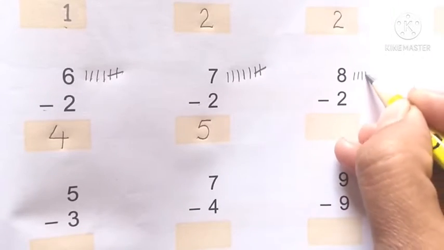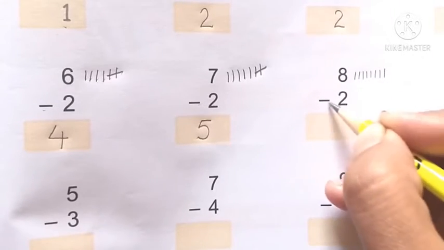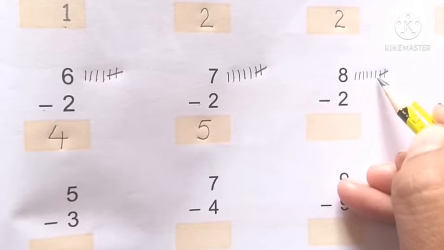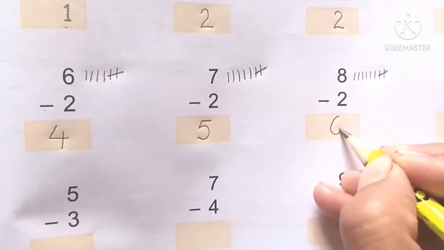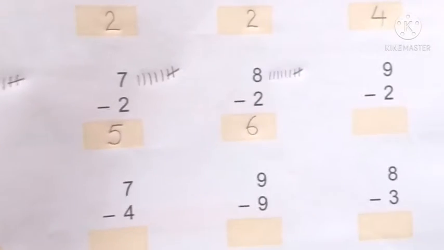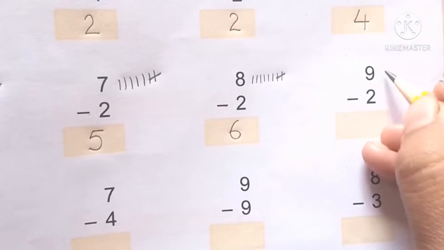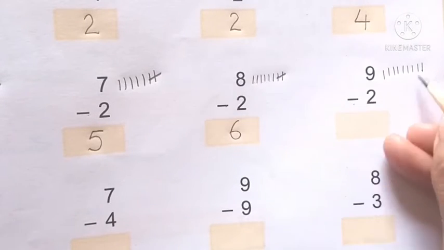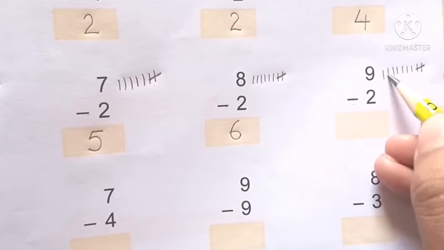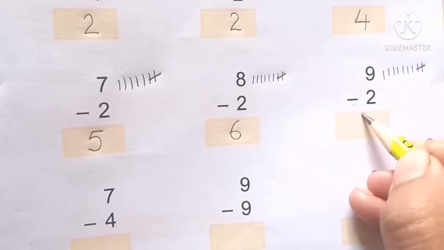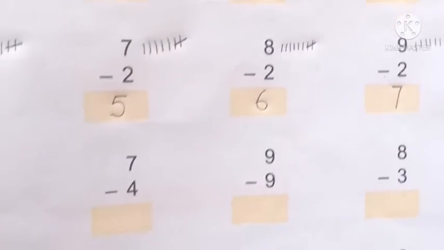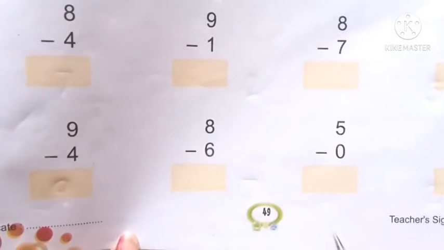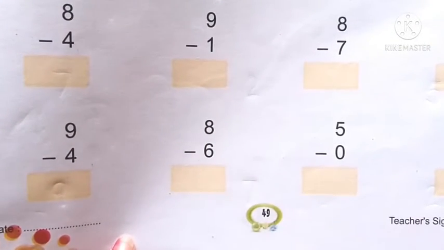8 minus 2. 1, 2, 3, 4, 5, 6, 7, 8. Minus 2. 1, 2, 3, 4, 5, 6. And 9 minus 2. 1, 2, 3, 4, 5, 6, 7, 8, 9. Minus 2. 7 left. Like this, you will complete this page also. Page number 49. Understood?